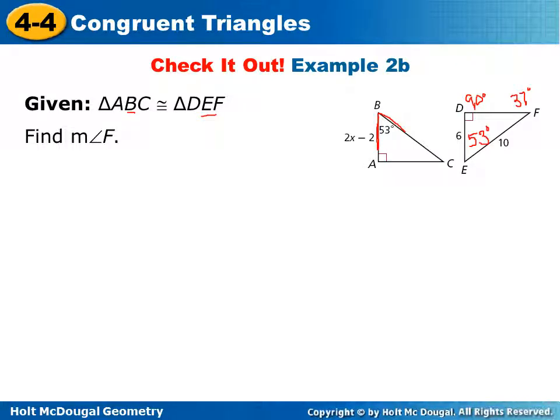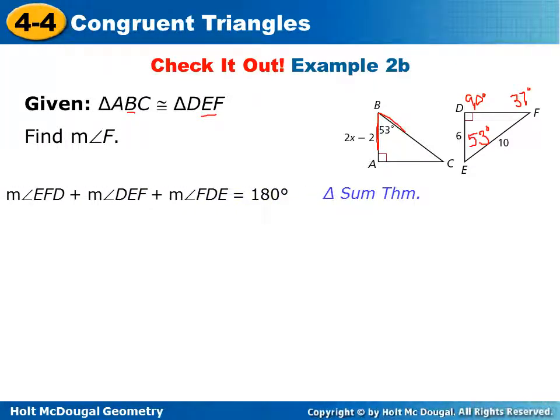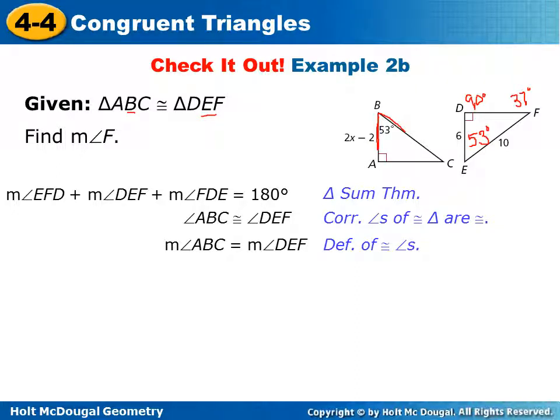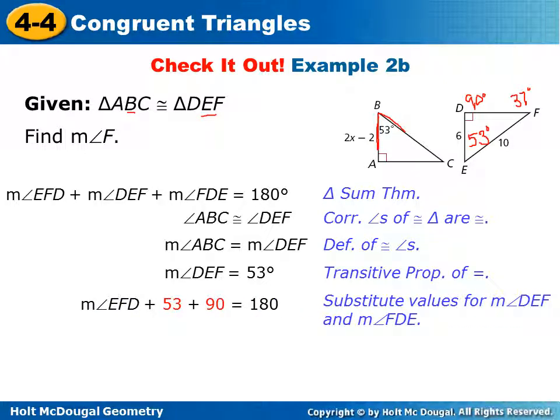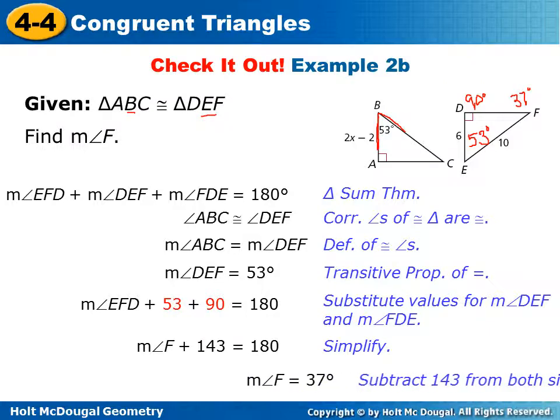Here we're given again that ABC is congruent to DEF, and we want to find the measure of angle F. We use the triangle sum theorem, and because corresponding angles of congruent triangles are congruent, we know that ABC, which I highlighted there, is congruent to DEF. So DEF is also going to be 53 degrees. Now if we substitute the 53 and the 90 into the triangle sum theorem, we see that 53 plus 90 plus the measure of angle EFD is equal to 180. 53 plus 90 simplifies to 143, and we subtract 143 from both sides, leaving us with the measure of angle F equal to 37.